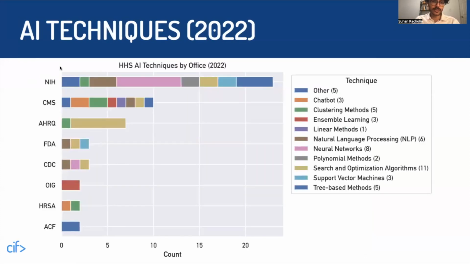The next graph I wanted to show shows the techniques by each office. This is only for 2022. 2023 was a little bit harder to analyze, but I'll describe that in a second. This just shows what actual techniques were used in each project for that year. Some of the most common techniques include neural networks with 8 projects, search and optimization algorithms with 11, and natural language processing with 6.